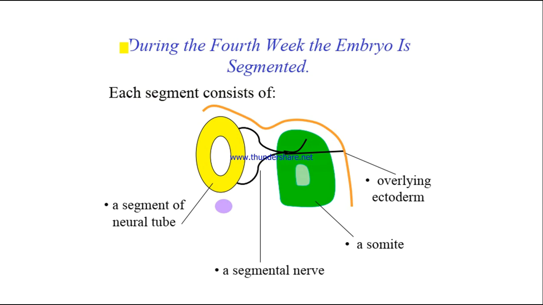So during the fourth week, the embryo is segmented, and each segment consists of the following structures that we're just going to look at. So we've got a segmental neural tube, which we can see here, just highlighted in yellow. We've got a segmental nerve, which we're going to talk about the significance of. We've got a somite, and then we've got this overlying ectoderm that we can see here.